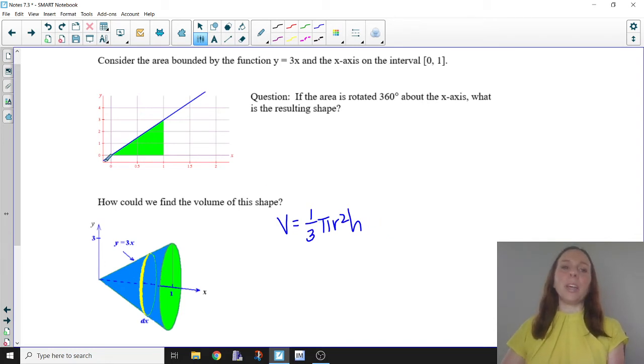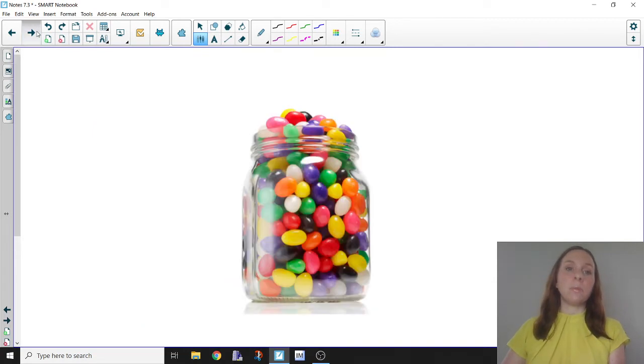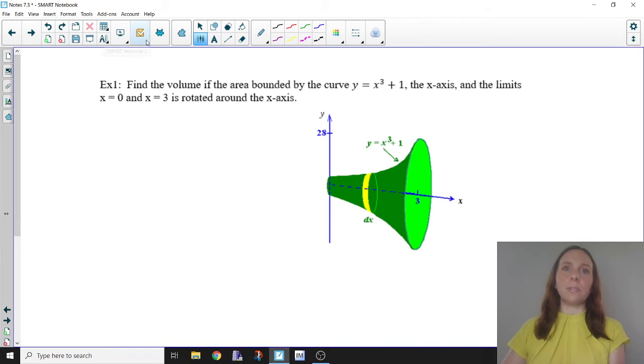What happens when I change the function from a linear function to, I'm just showing you all sorts of good things coming up, huh? What happens when I change it to a curve like this, x cubed plus 1, and you get this sort of shape that kind of looks like a cone, but it's not, right? Because of this curving happening right here. What are we going to do at that point?